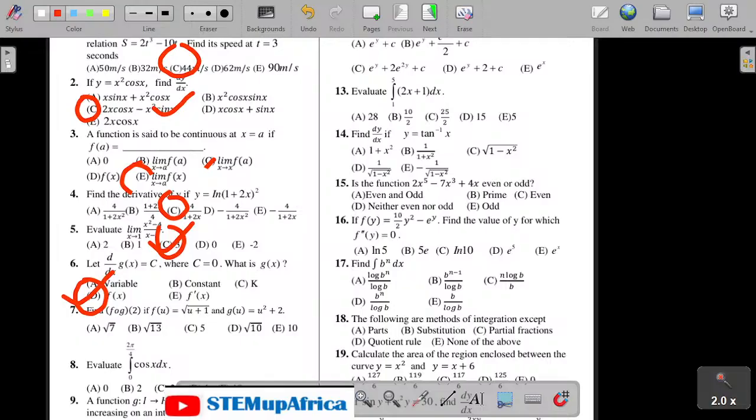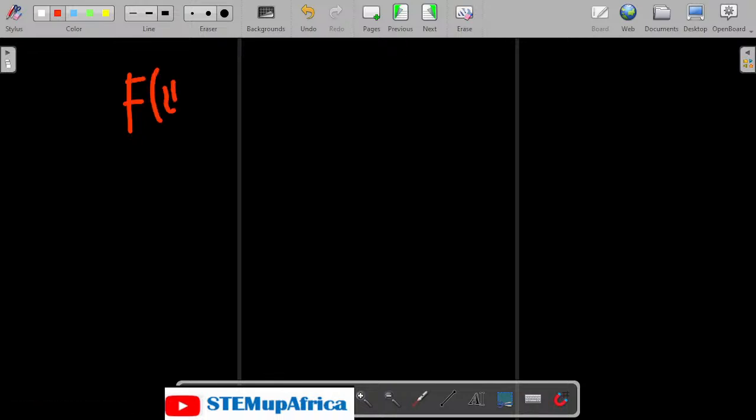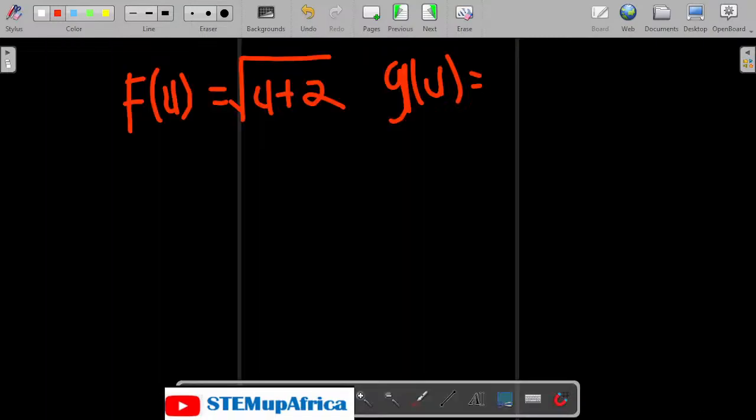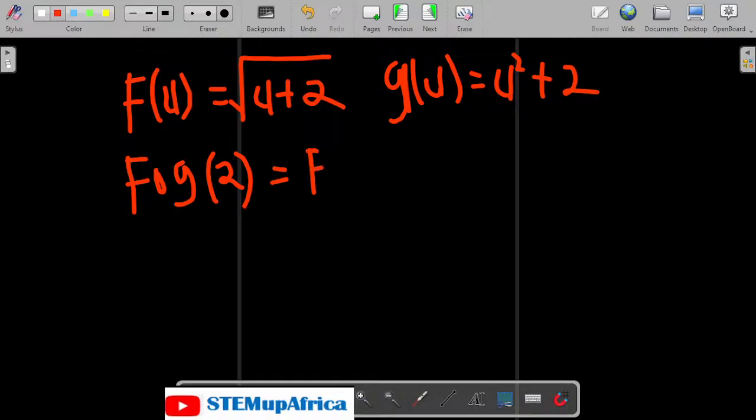So question 7, we have f of function g, function of 2. They gave us f of u as the square root of u plus 2, then g of u is given to us as u squared plus 2. So we're asked to find f of function g, function of 2. I can write this as f of g of 2.